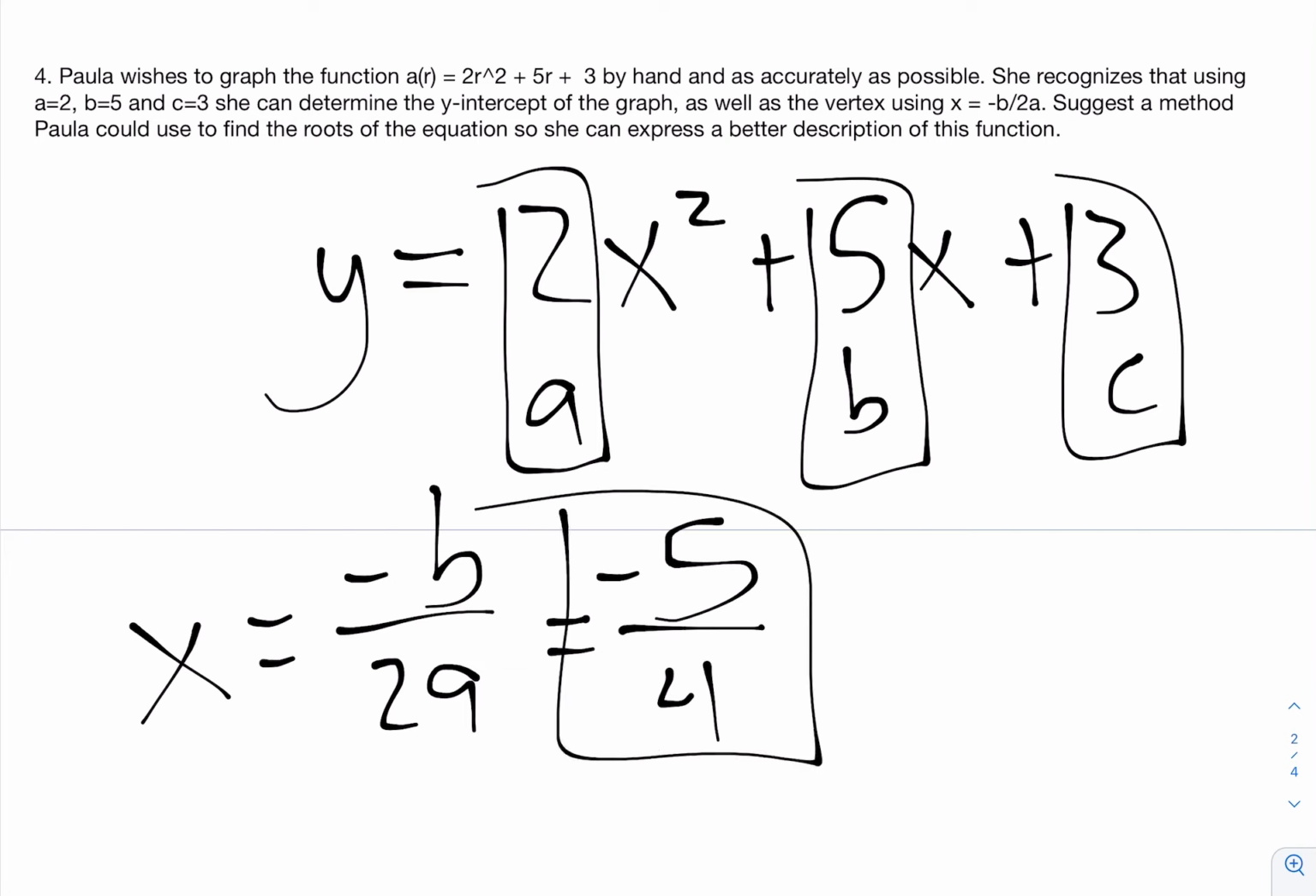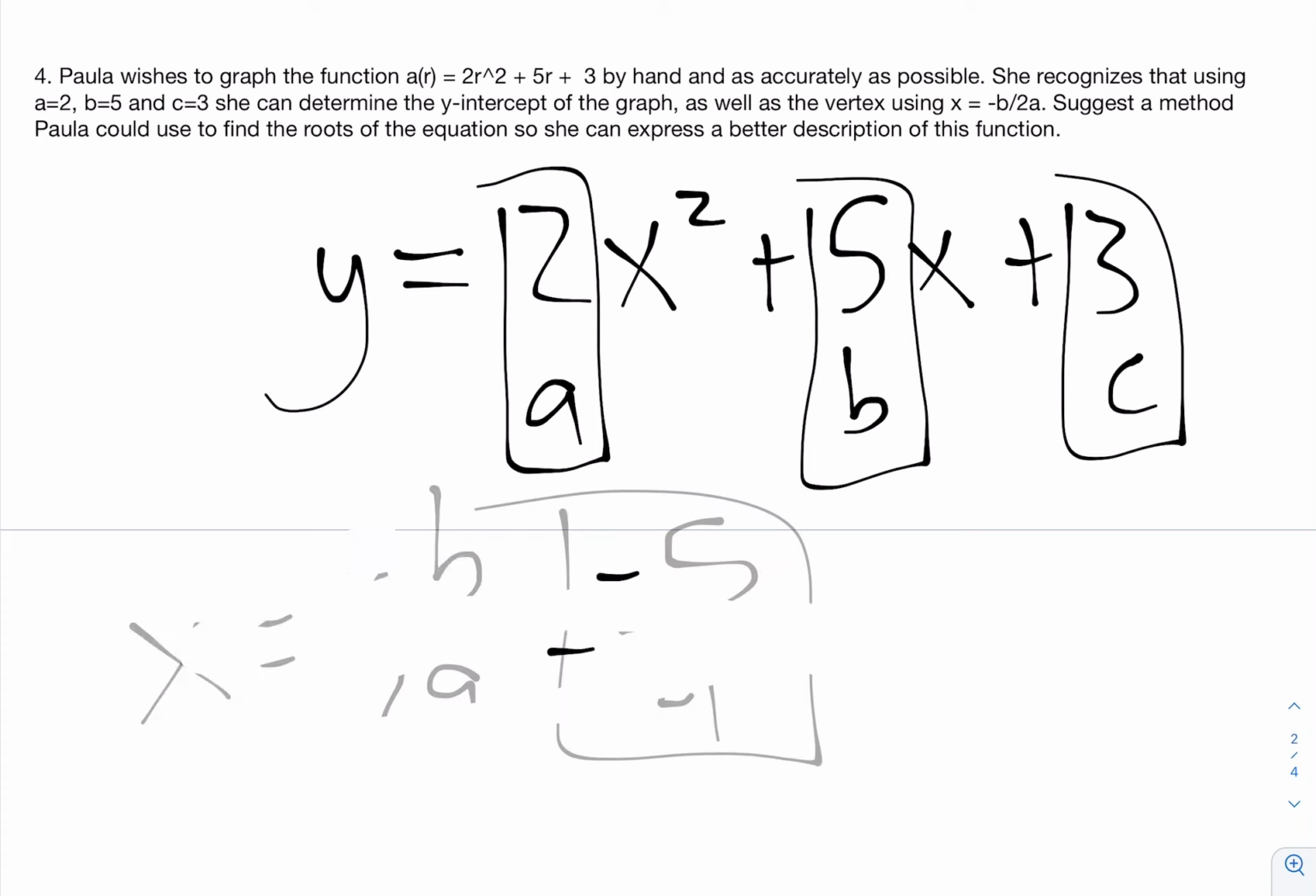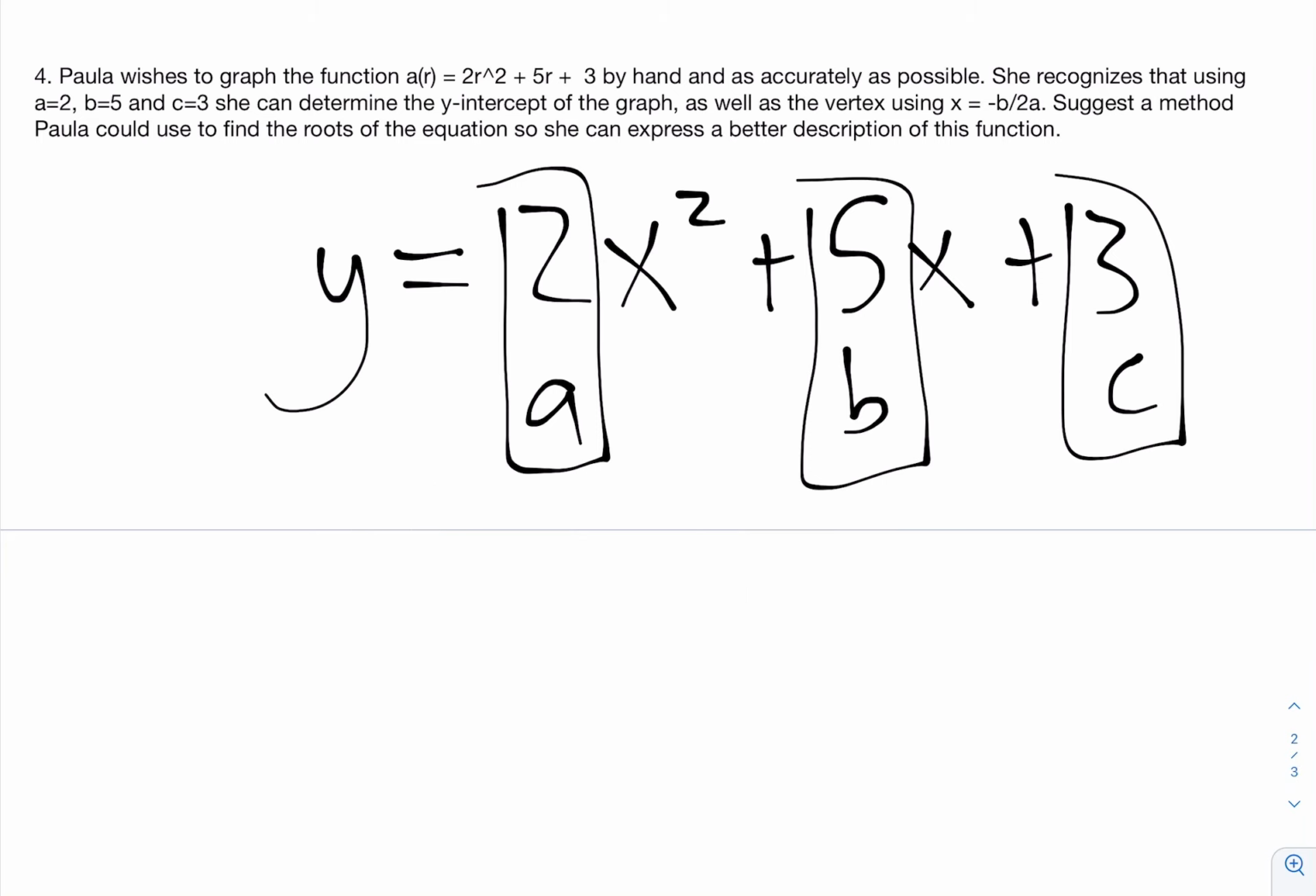We can plug that in for x to figure out what the y is, or in this case, A of r. But anyway, that's what the first two sentences mean: she recognizes that using a, b, and c, we can find the y-intercept, and by the way, that's just going to be 3. It's always our constant, our last number. And we can also find the vertex.